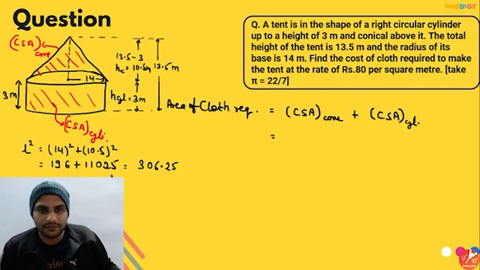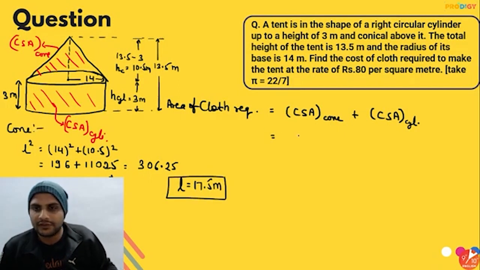So L will be, oh, I think I have to write over here. L will be equal to square root of this, or directly I can say 17.5. 17.5 meters. Slant height of the cone we know. So CSA of the cone will be equal to pi into R, which is 14, into L, which is 17.5, plus CSA of the cylinder is 2 pi R. So 2 into pi into radius is 14 into H, height is up to 3 meters.